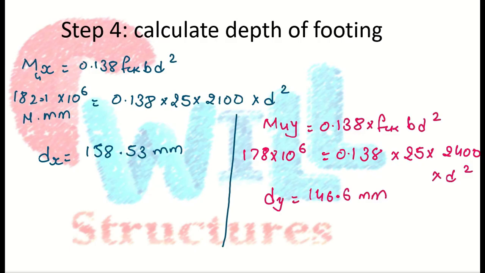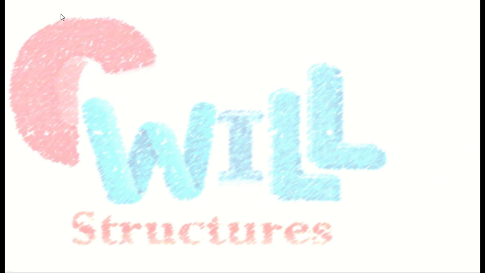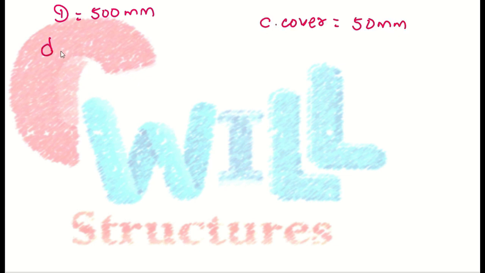So what I'm doing here, I directly assume first my capital D is 500 mm. And if I'm taking the clear cover 50 mm, then the effective depth of x is 500 minus clear cover minus assumed bar diameter divided by 2. So I'm assuming here the bar diameter is 12 mm, and the value of dx I'm taking is 444 mm, correct?